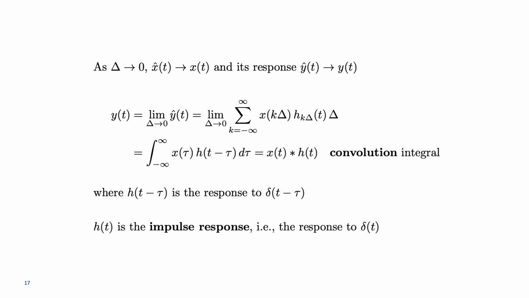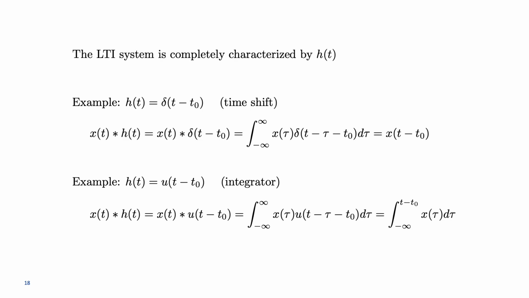What is it? Well, as the name says, it's the response to an impulse. So it's what the system would give us as an output if we give delta of t as an input. The important point here is that a linear and time invariant system is completely characterized by h of t, meaning it's completely characterized by its impulse response.